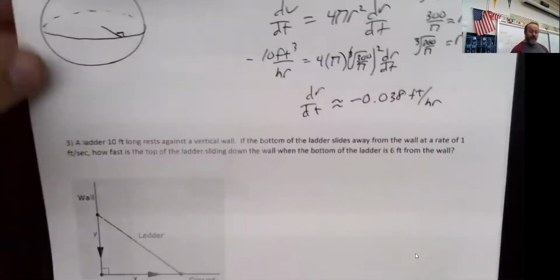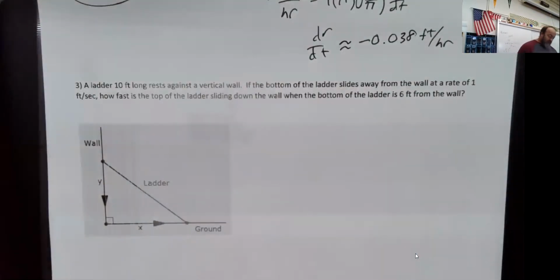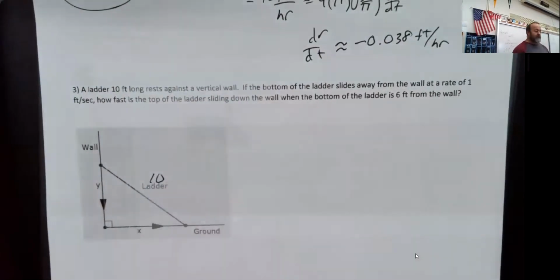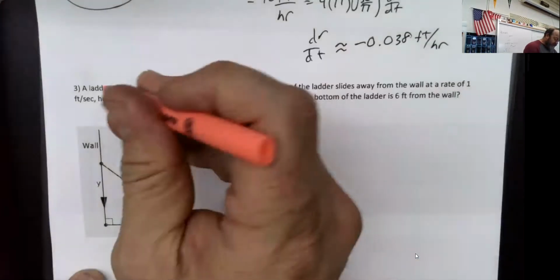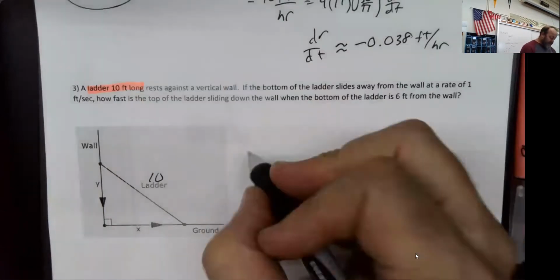We have the ladder leaning against the wall. It is falling. And a ladder that is 10 feet long. Now, that's really important, because one of the things we've talked about in our class is it's really, really helpful if you ever have any constants. And the number 10 is a constant, so I can put that in the very, very beginning of the problem.